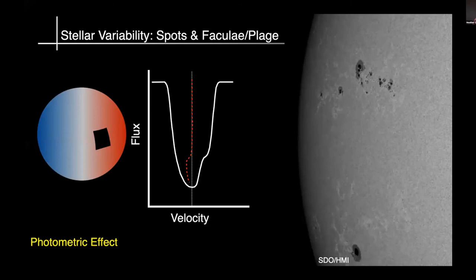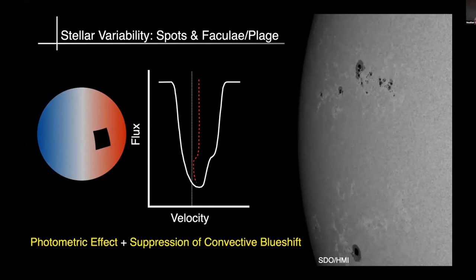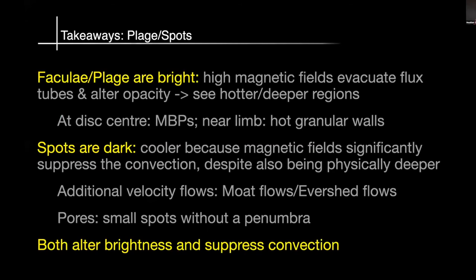Now, in addition, we have the fact that the convection is suppressed. And so that means we have less of that net convective blue shift. So you get a wholesale kind of red shift in there as well. So you have two things here. You have the convective blue shift being suppressed, and you have additional asymmetries on top of that from the photometric effect. So the takeaways here are that the faculae are those sort of bright regions of magnetic activity.